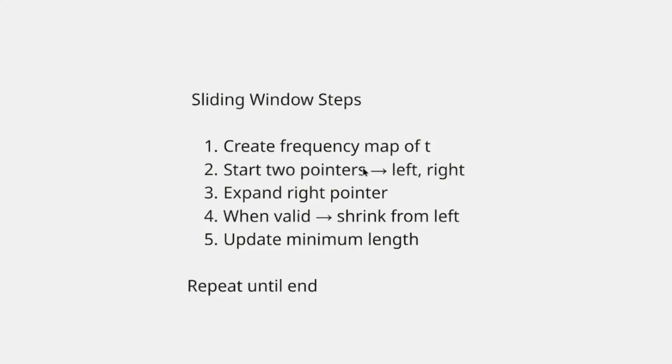For example, if T equals ABC in our last example, we store A equal to 1, B equal to 1, and C equal to 1. So as we move right, we decrease the count. When all counts become 0, it means we collected all characters. So we maintain a variable called count. When count is 0, the window is valid.